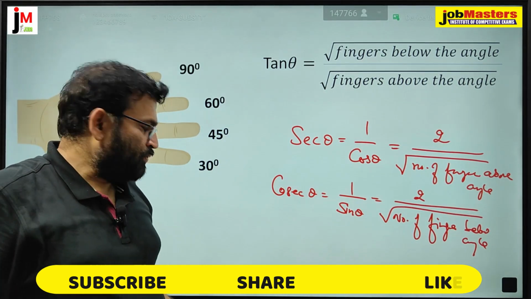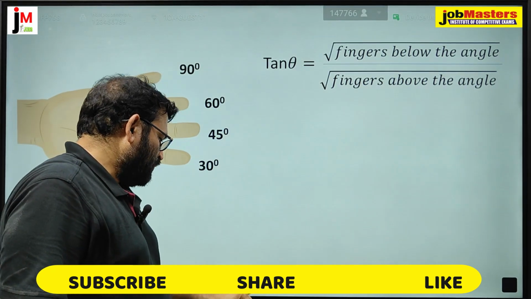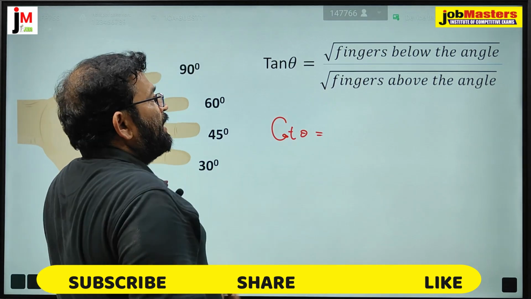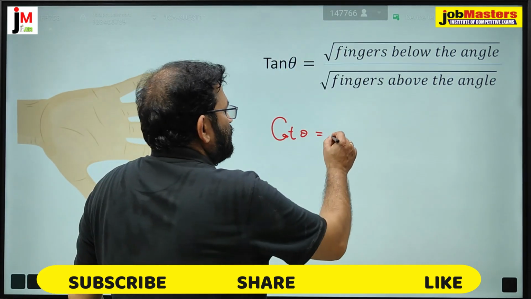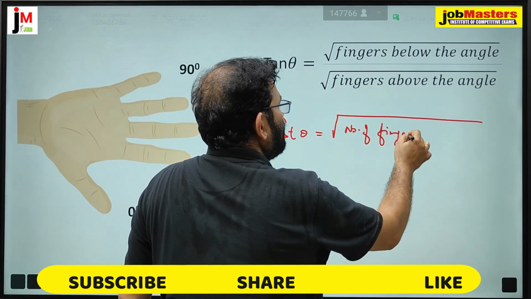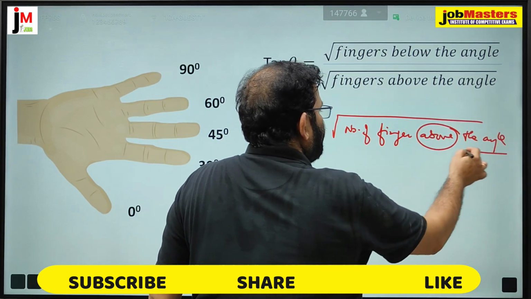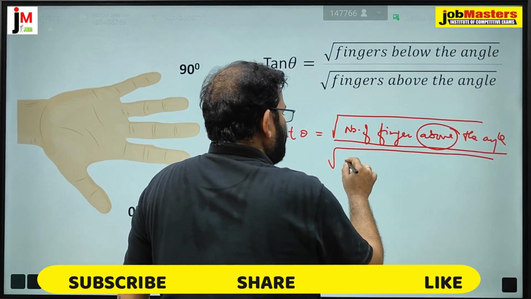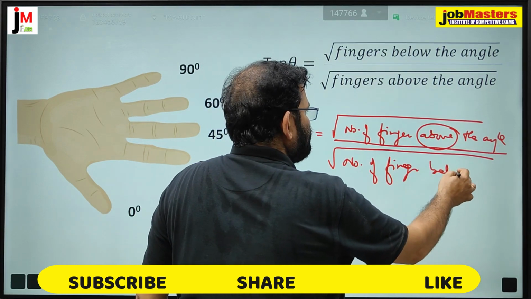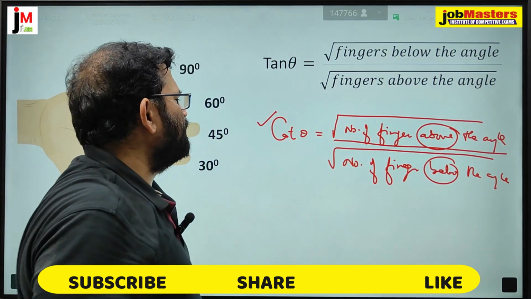Now we have another value also, which is called cot theta, the cotangent of any angle. We can find that also. Cot theta is equal to the reciprocal of tan theta. So what is the reciprocal for this? It is the number of fingers above the angle divided by root of the number of fingers below the angle. So this will be the formula for cot theta.